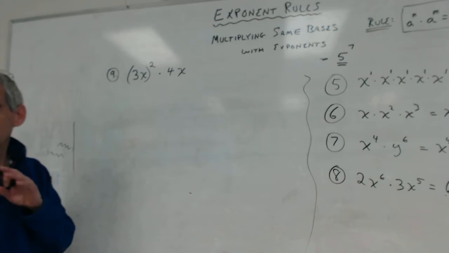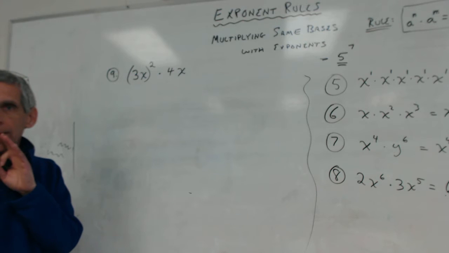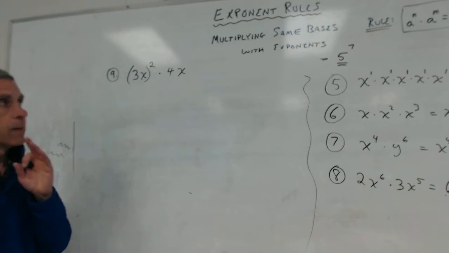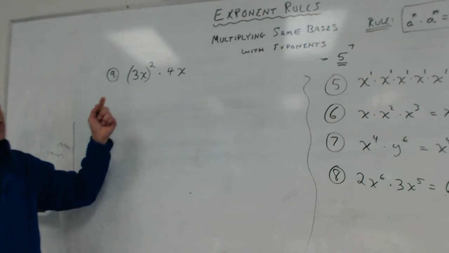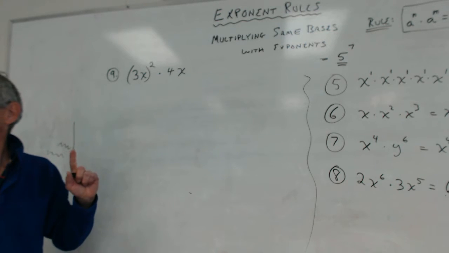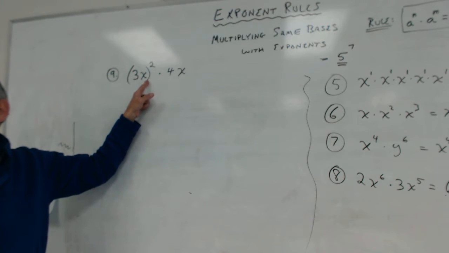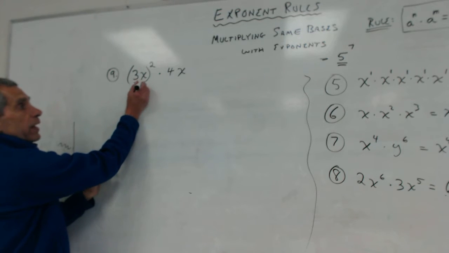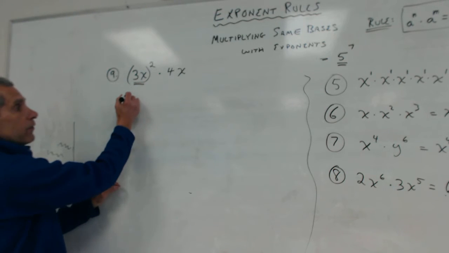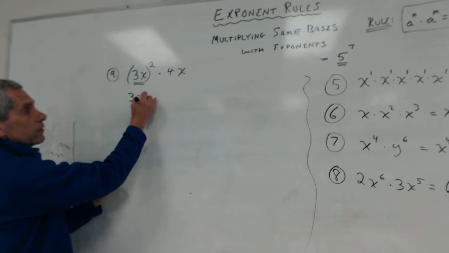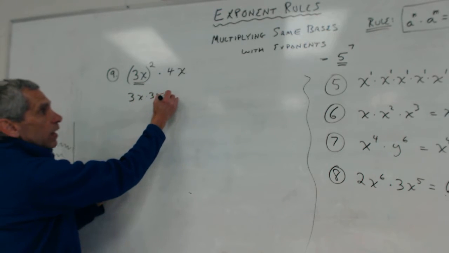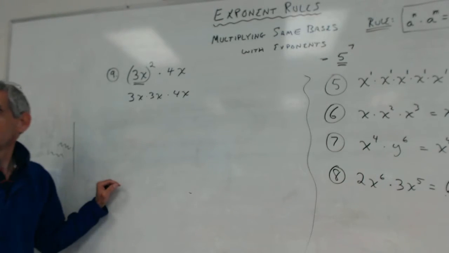Okay, Gavin, what would you do? Would it be 12x to the third power? Oh, wait a minute. No, wait. There's a power here and it's next to a parenthesis, which means the whole thing is a base. So I've got to do 3x times 3x times 4x, right?